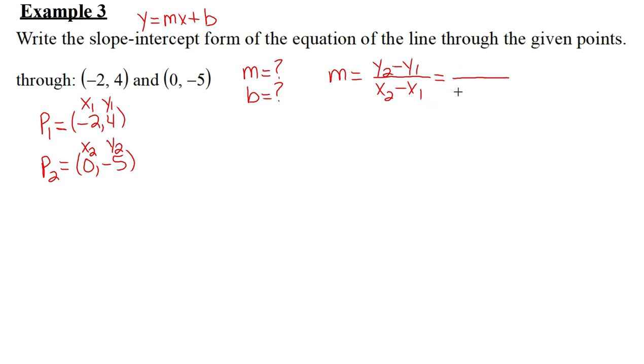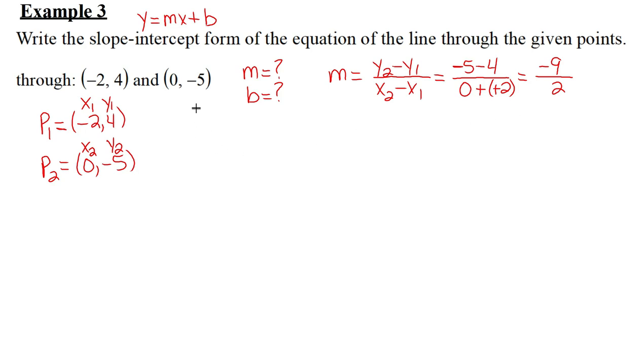So if I take y2, which is -5, minus y1, which is 4, and then place that over x2, which is 0, minus x1, which is -2, and I simplify this, then I'm going to find out what my slope is. When I take -5 and subtract 4 from that, that is going to give me -9. When I take 0 minus -2, that's the same as saying 0 plus 2 if I change those signs. So 0 plus 2 is going to be 2. So in this example, my slope is going to be -9/2.